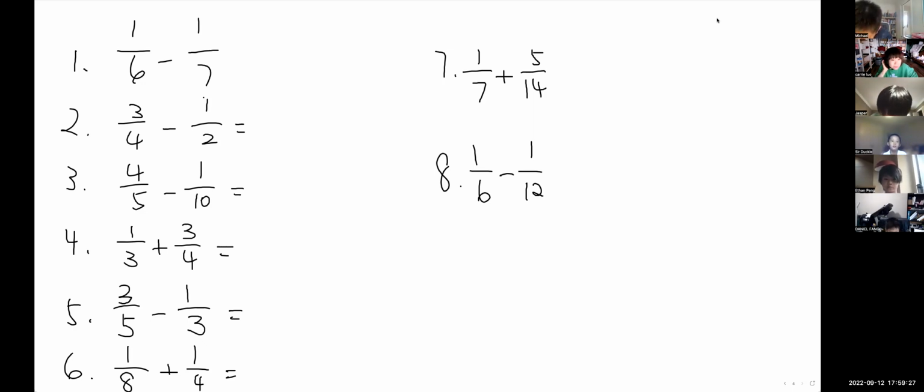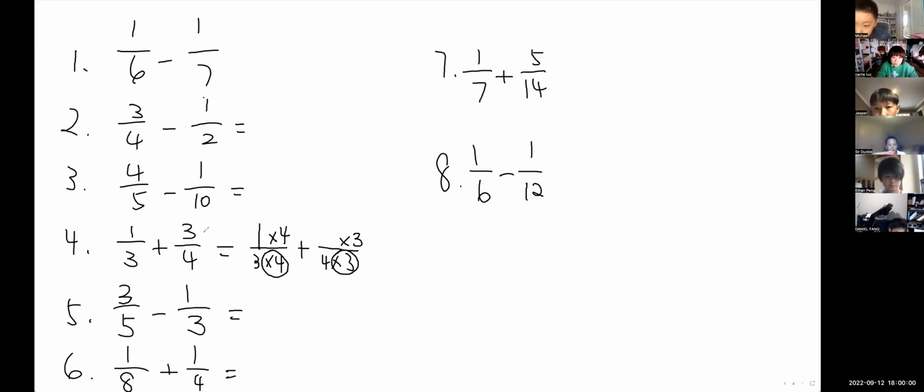Carrie, can you help me on number 4? Yeah, of course. So think about it. 3 and 4, they don't share any common factor, right? So basically, you just do 2 lines first. So 3 times 4, and this one 4 times 3. Remember, you can do a circle on that to help you. It's almost like putting together Lego. So 4 over 12 plus 9 over 12, so equals 13 over 12, right?